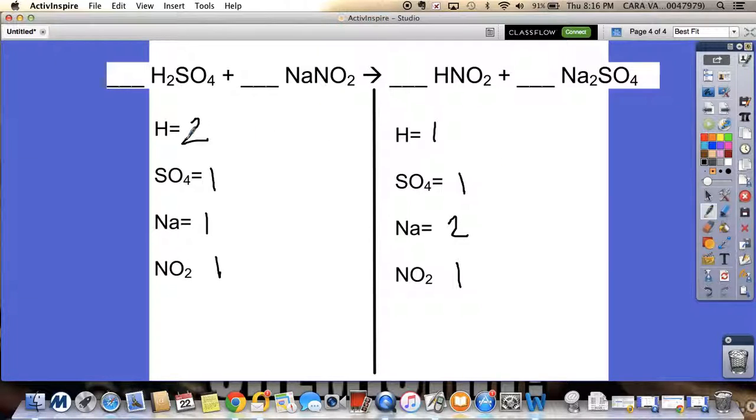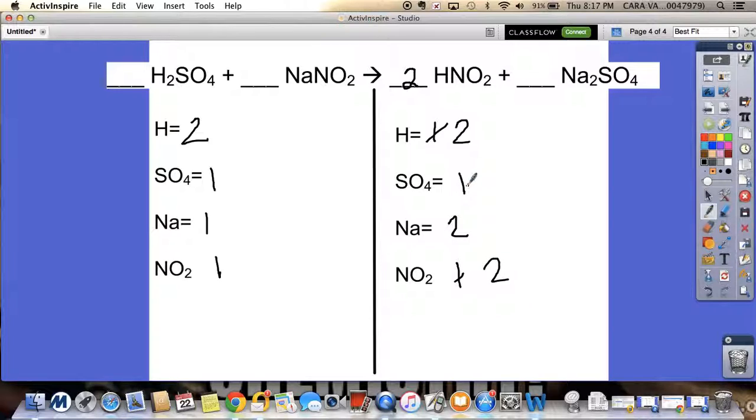So let's take a look and see what we can do to balance this out. I see 2 hydrogens on the left, 1 on the right, which means there's going to have to be a 2 go here. That's the only possible way that I can get 2 hydrogens on this side. So when I put the 2 there, that coefficient, the number of atoms changes to 2 hydrogens. But when you put that 2 there, my nitrites also change. So now down here, I actually have 2 nitrite ions.